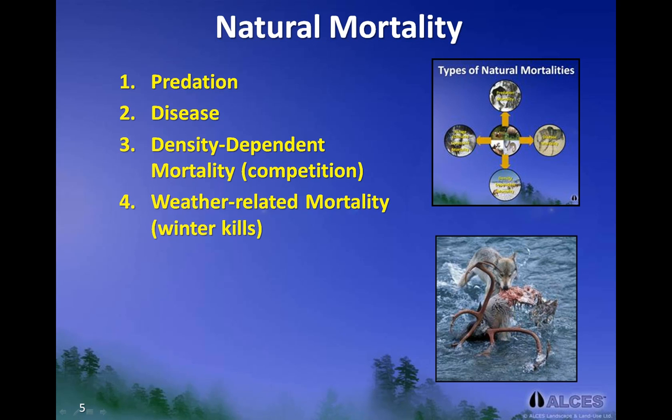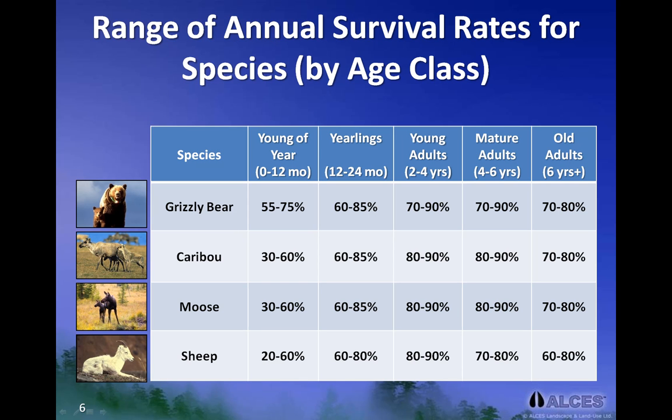To develop preliminary estimates of natural mortality and survival for the different species of wildlife, we reviewed general scientific research reports and papers on the relative importance of predation, diseases, density-dependent and weather-related mortality. We used that biological information to provide a range of values for survival rates for each of the 5 age classes across the 4 wildlife species.